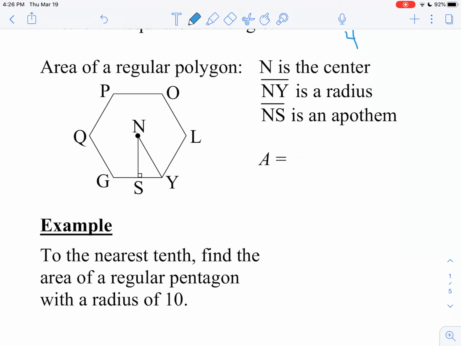In case you think this vocabulary seems random, it is. In case this polygon is inscribed in a circle, which means the circle is circumscribed, then all of the vertices of the polygon lie on that circle, and that's why we call point N the center of the circle and the polygon. Segment NY is a radius of the circle and the polygon, and segment NS is an apothem, which is both perpendicular and bisecting. And that's fantastic.